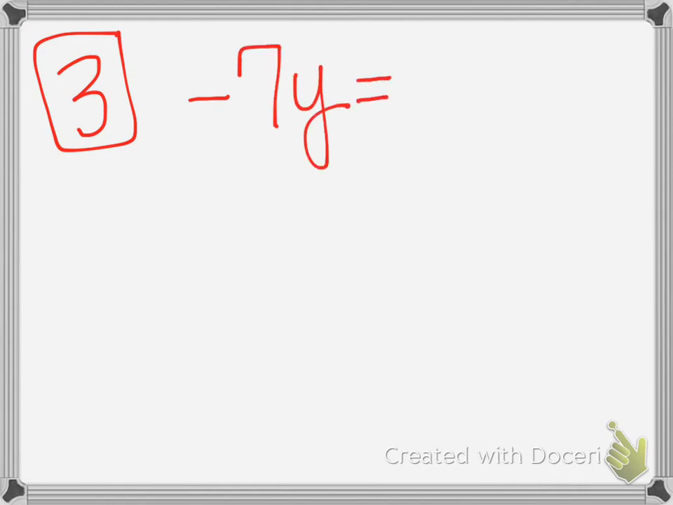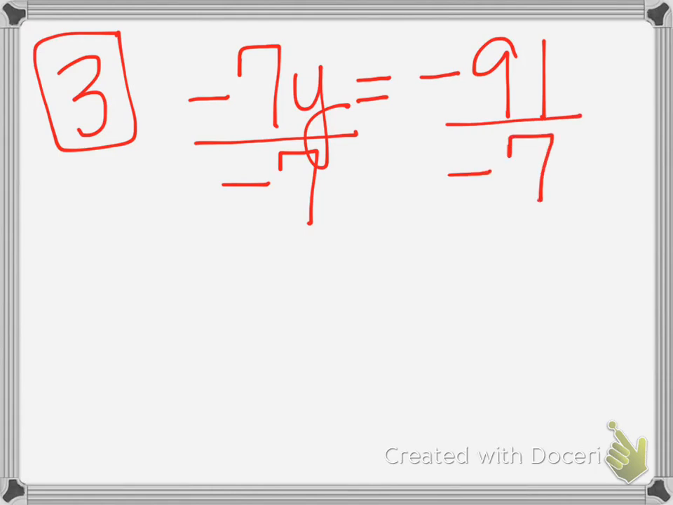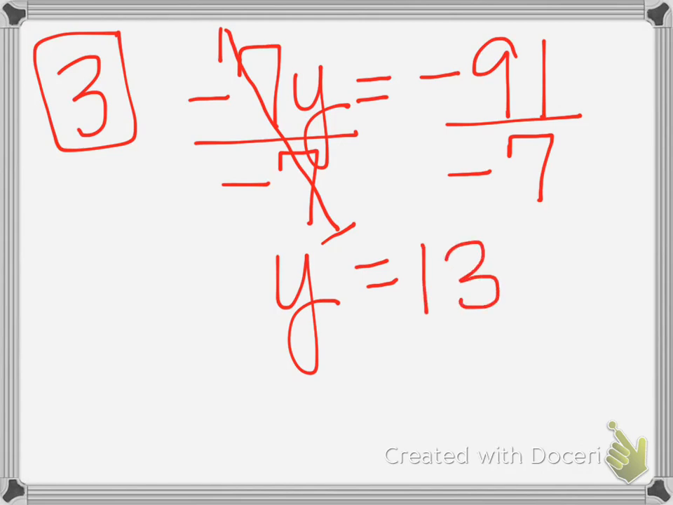Number 3 says negative 7y equals negative 91. Now the negative 7 is being multiplied times the y, so to undo it, I need to divide both sides by negative 7. Okay, when I do that, these cancel to 1. Negative 7 divided by negative 7 is 1, so I'm left with a y. And then negative 91 divided by negative 7 is a positive 13. So y equals 13 in this case.